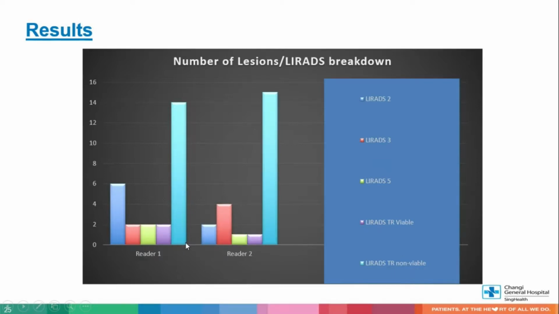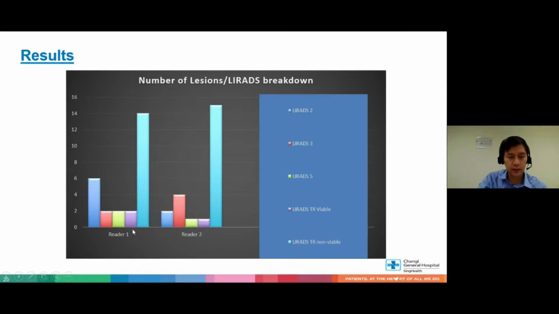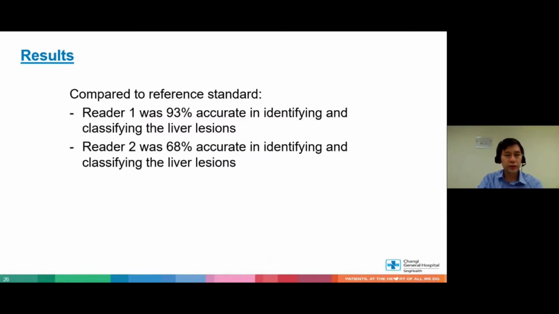So you could see reader 1, the reader with the iodine map, picked up 1 more definitive HCC and 1 more remnant tumor when compared to reader 2. Of course, this is a very small sample size. This is just 10 patients. But we went back and compared this to the reference standard. We found that the reader with the iodine map was 93% accurate in identifying and classifying the liver lesions. Reader 2 was 68% accurate.